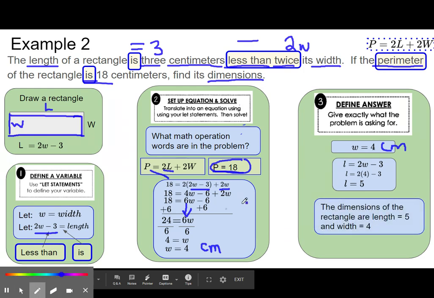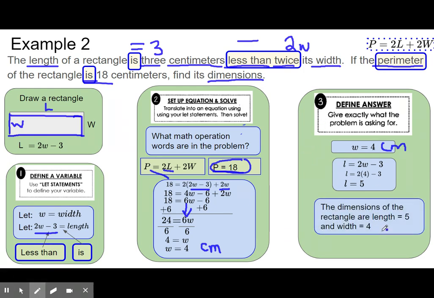So I'm going to give exactly what the problem was asking for. The problem was asking for dimensions. The dimensions of the rectangle are a length of 5 centimeters, a width of 4 centimeters. For good measure, we should check that out, see if it works. 2 times 5 plus 2 times 4. Does that equal 18? 2 times 5 is 10. 2 times 4 is 8. 10 plus 8 is indeed equal to 18.